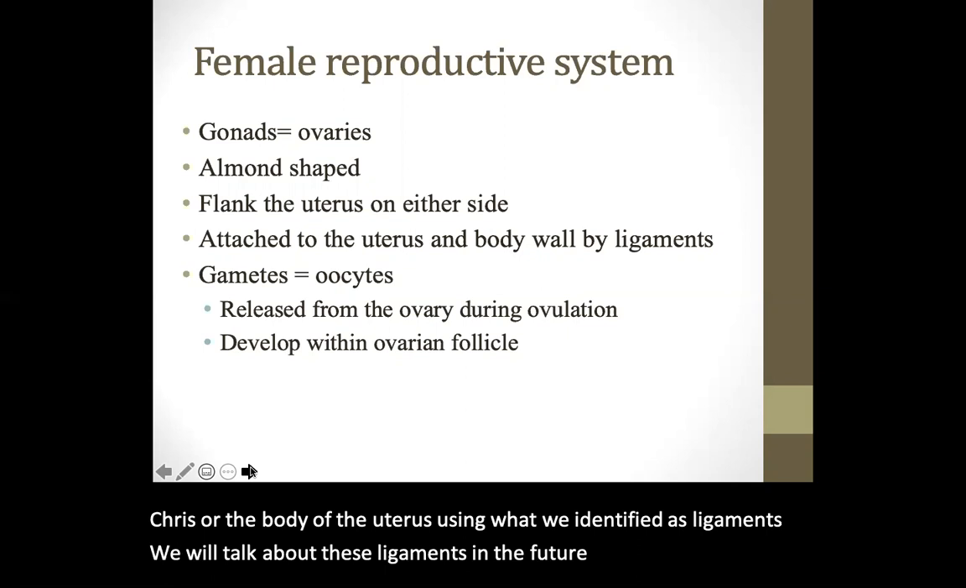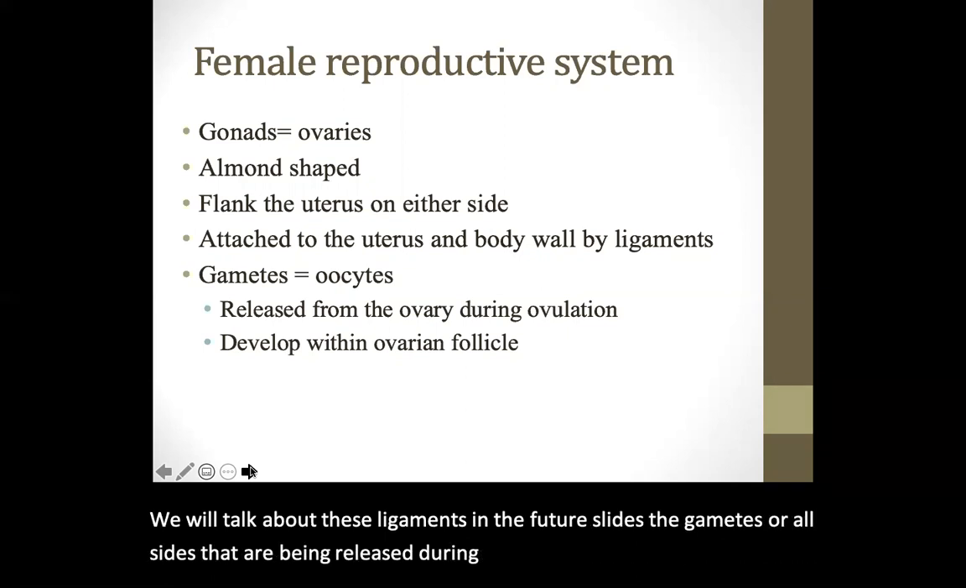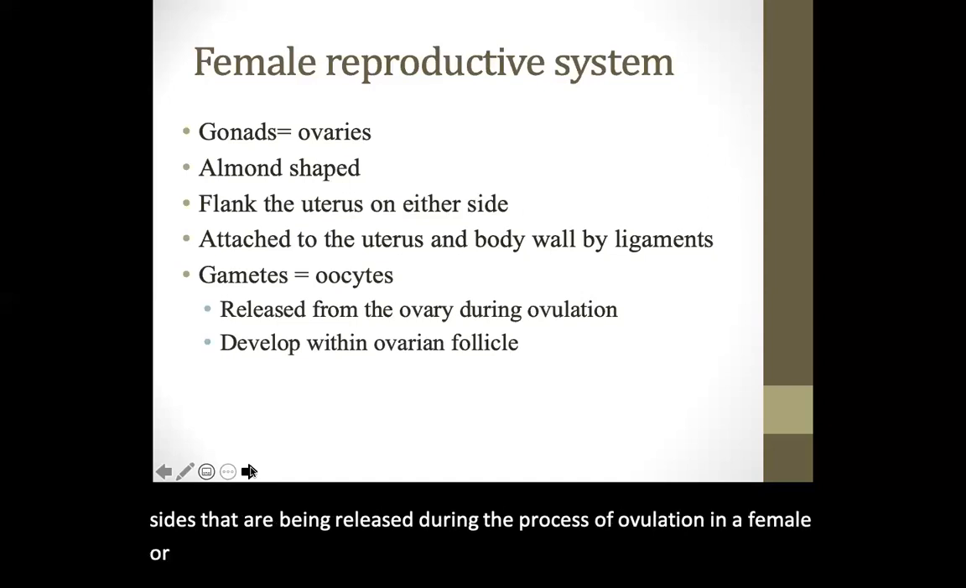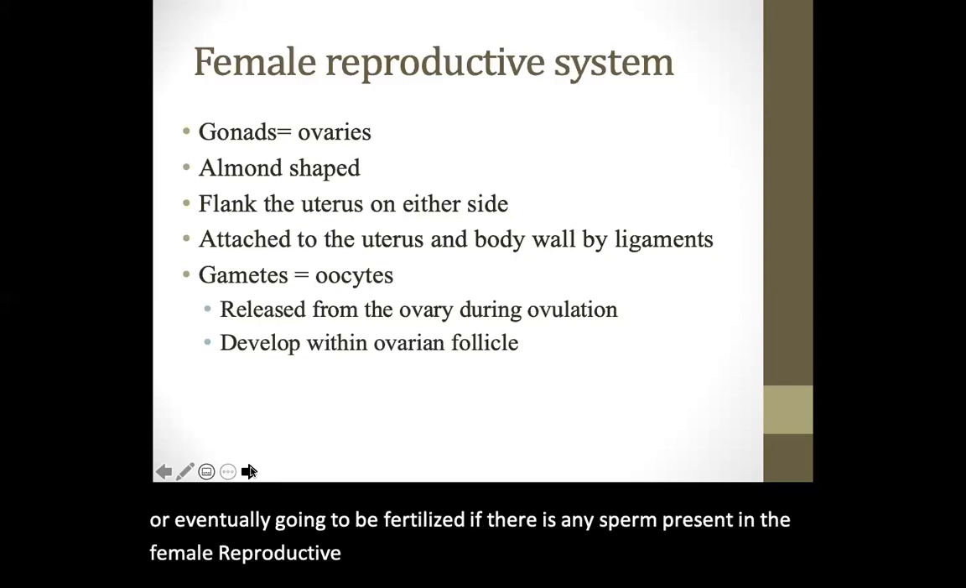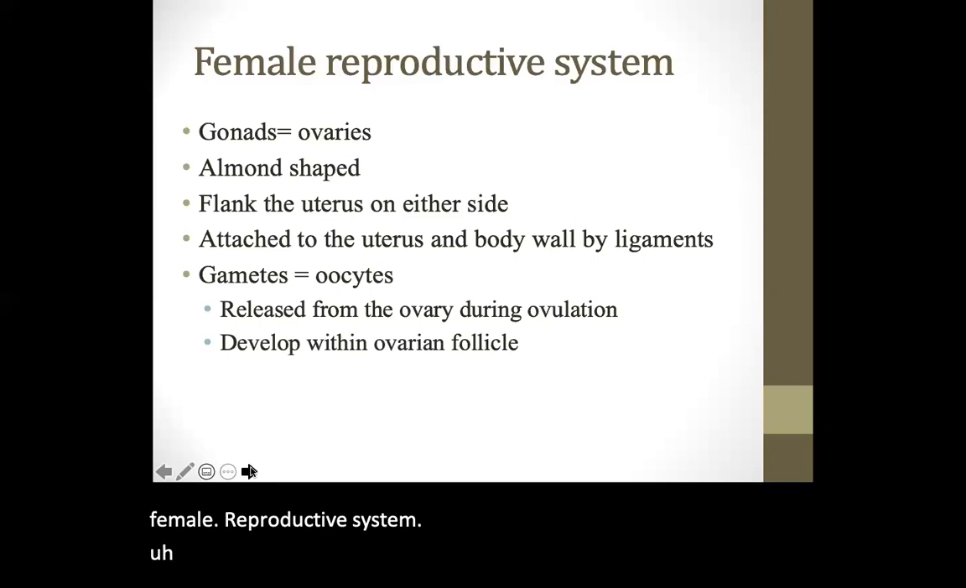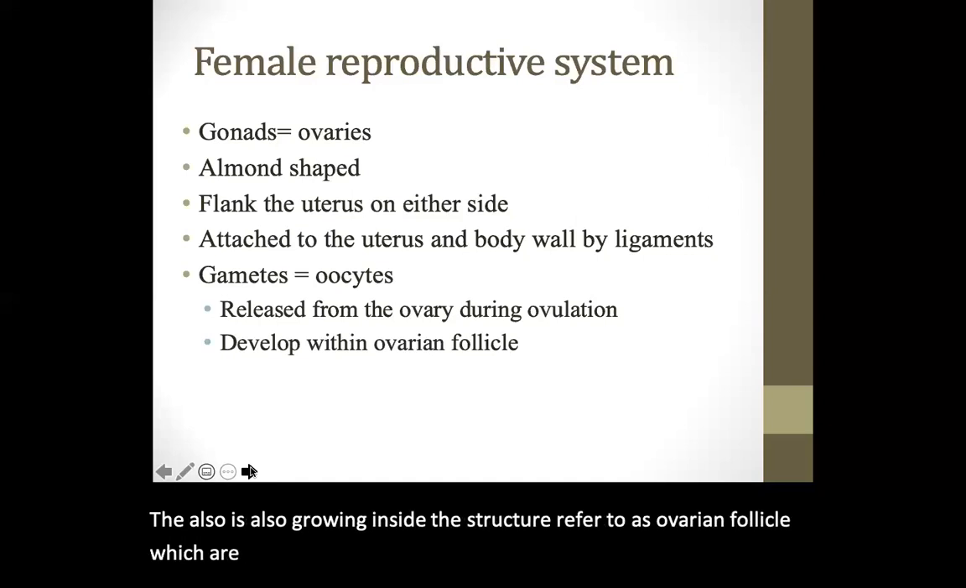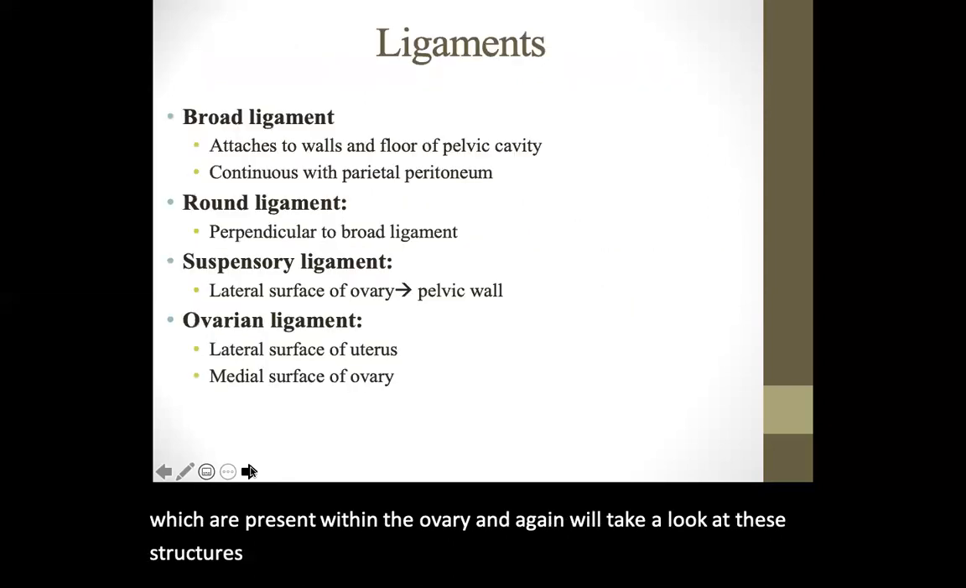The gametes or oocytes that are released during the process of ovulation in a female are eventually going to be fertilized if there is any sperm present in the female reproductive system. The oocytes also grow inside a structure referred to as an ovarian follicle, which is present within the ovary. And again, we'll take a look at these structures in just a few minutes.